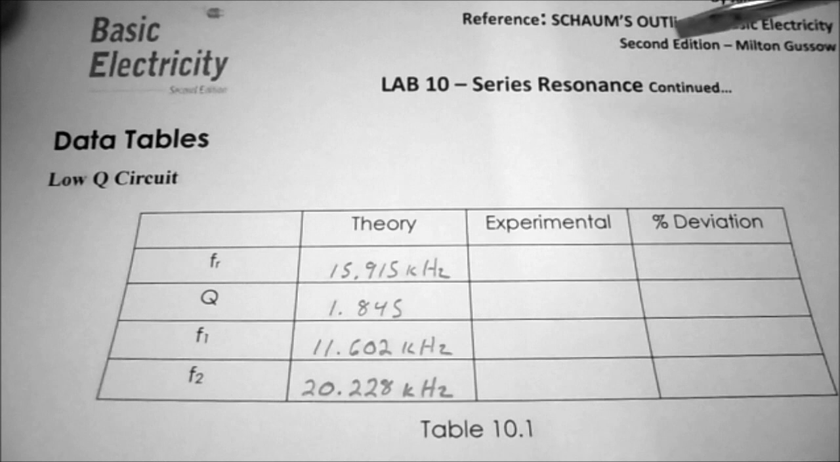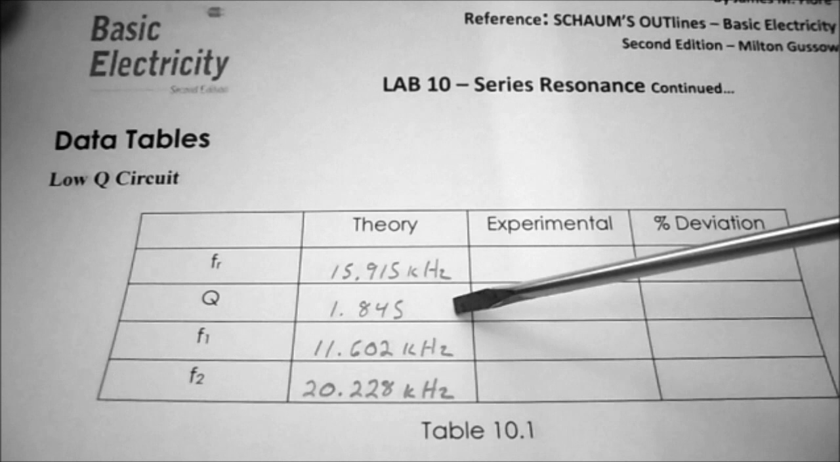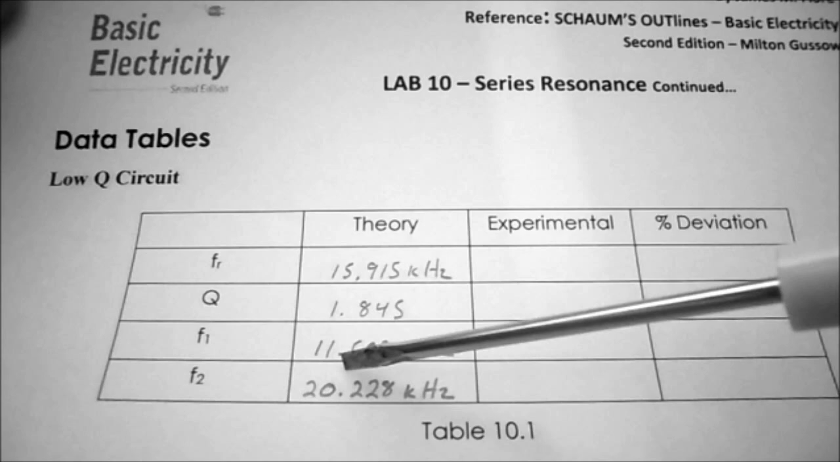So in table 10.1, I've filled in my resonant frequency as 15.915 kilohertz. Q worked out to 1.845. My lower frequency is 11.602 kilohertz. My upper frequency is 20.228 kilohertz.